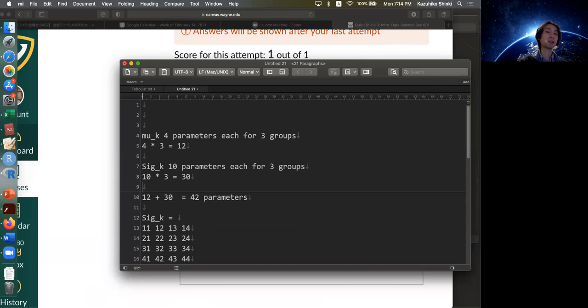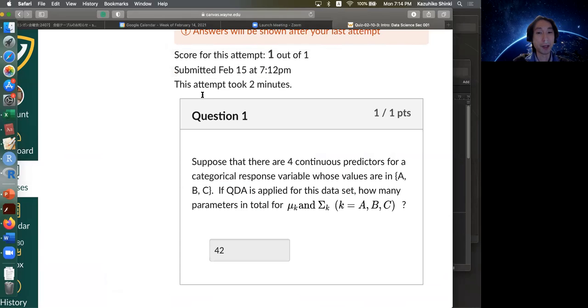So I would like you to see that there are so many parameters. 4 predictors and 3 categories. That is a pretty small problem, but still we have 42 parameters. So sometimes we have the overfitting problem. If you have 42 parameters in linear regression, probably you're concerned about too many predictors in the model.